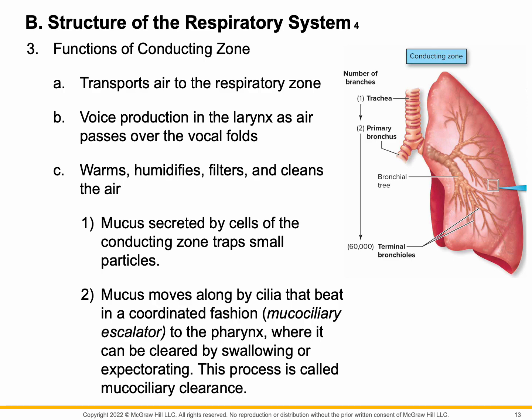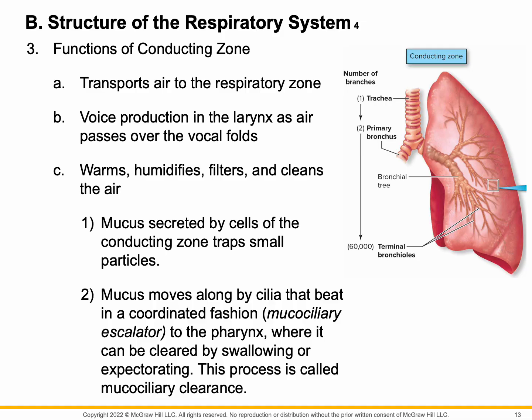Recall that you learned in anatomy the difference between the conducting zone and the respiratory zone when we talked about the respiratory system. The conducting zone transports air to the respiratory zone. Voice production takes place in the conduction zone at the larynx as the air passes over the vocal folds. The air is warmed, humidified, filtered, and cleaned.